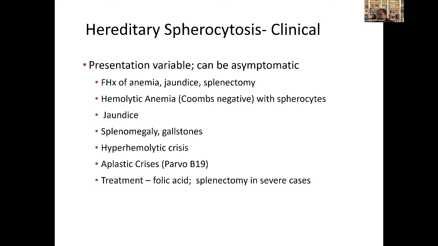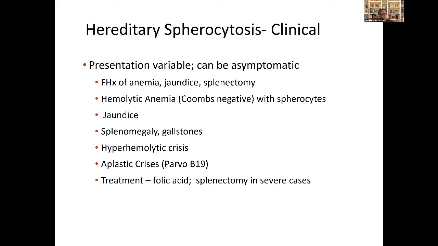Clinically, the presentation can be variable, with the majority of people having chronic moderate disease that presents in infancy as jaundice and anemia. But some patients can be asymptomatic. There is generally a family history of anemia, jaundice, and splenectomy. Patients can present with Coombs negative hemolytic anemia.